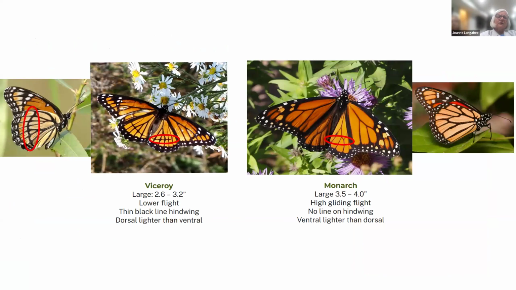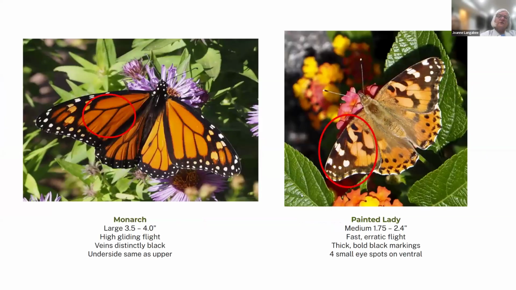And so here you can see the line again on the viceroy, not on the monarch, and the underside of both of them is lighter than the dorsal side. And then to compare them to the painted ladies, a couple years ago, when there were so many painted ladies, I kept hearing people say, oh, the monarchs have really had a comeback. They're all over. Well, they're kind of the same color.